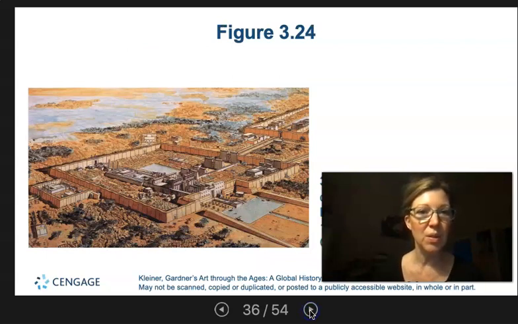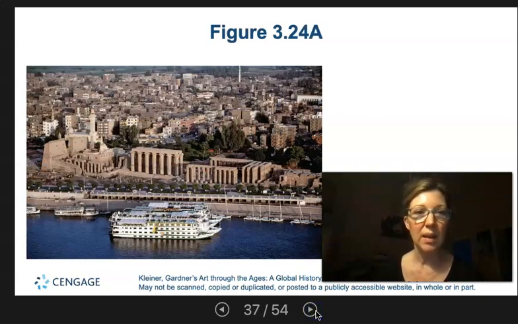This is a restored view of the temple of Amun-Re at Karnak. And here we've got an aerial view, and this is like a modern photo. I love how it just exists amongst the city.